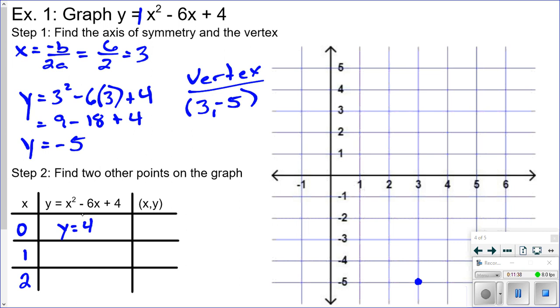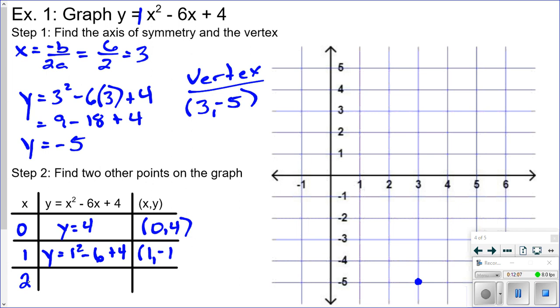When I plug in 1 for x, and give myself a lot of room here, I'm going to end up with y equals 1 squared minus 6 times 1 plus 4. 1 squared is just 1. 1 minus 6 is -5. Plus 4 is -1. So this point is going to be 1, -1. This one up here is 0, 4.